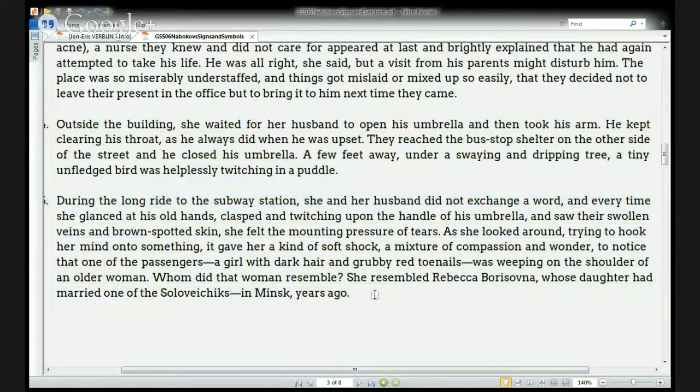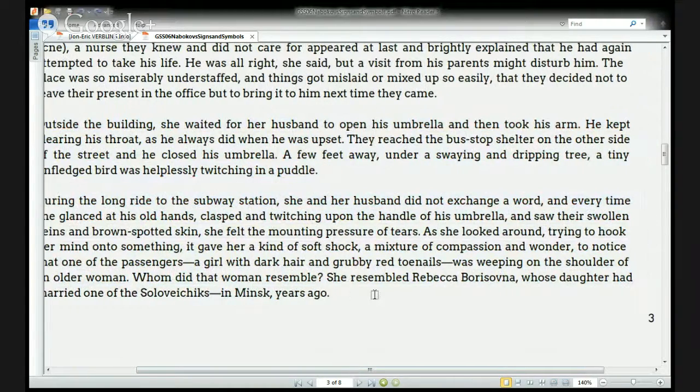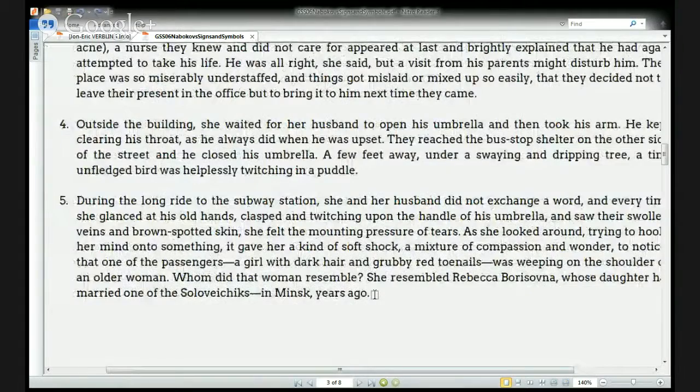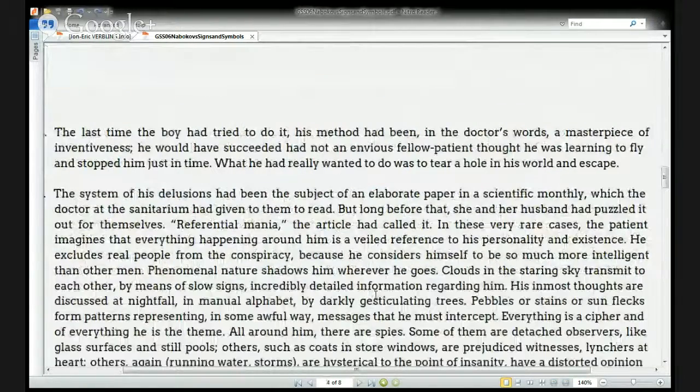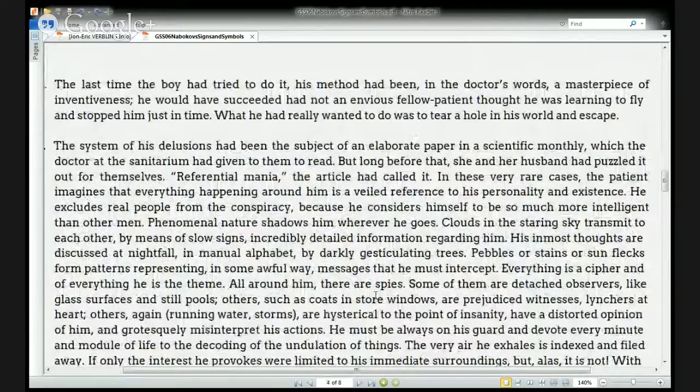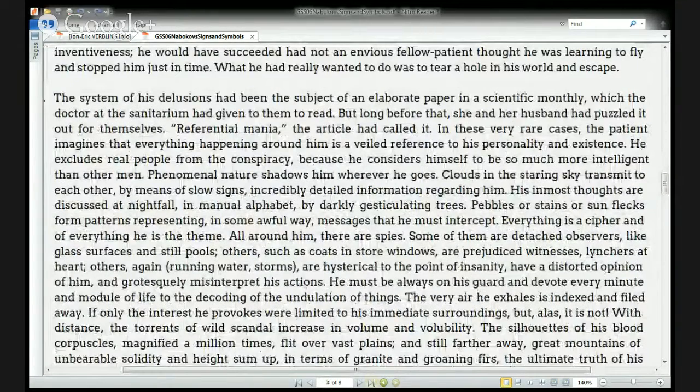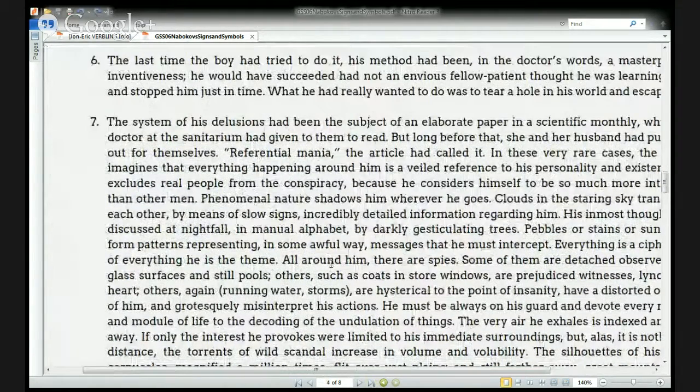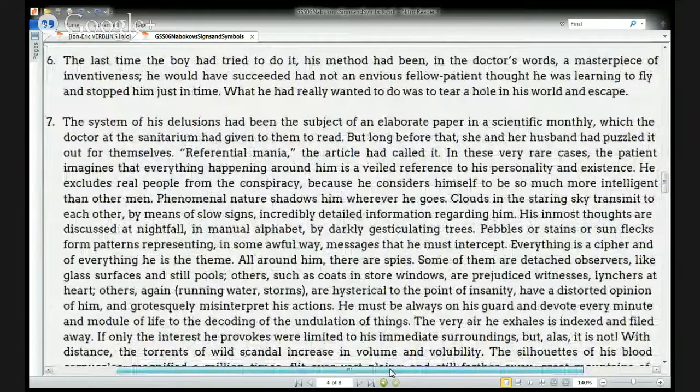So, hang on a second here. Let me go down to the next page. Oops. Oh, there we go. So we're going to do, we're on 6 and 7. 7 is a bit long, but maybe I'll do 7 just because it's really long. Let's go on to Claudio for number 6.